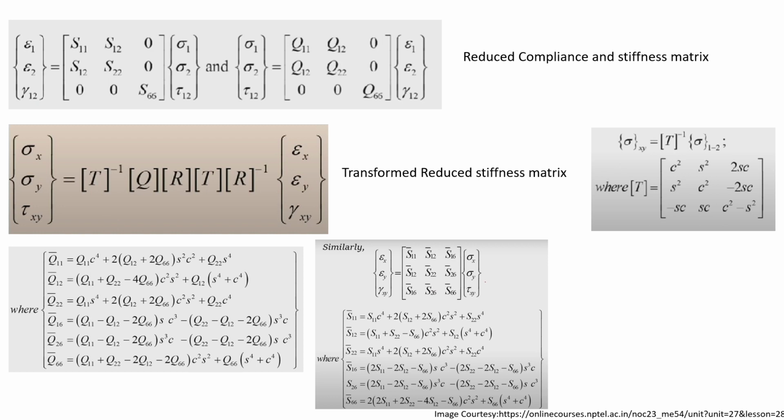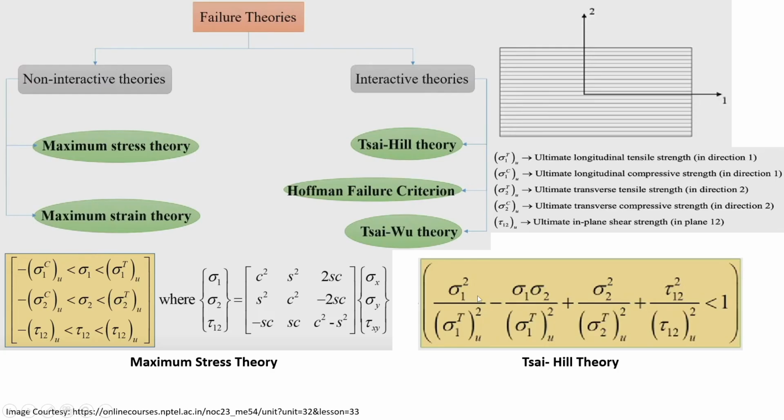Now this has to be transformed into a transformed reduced stiffness matrix where some angle is present. So according to the angle in which the fibers are aligned, we will use the transformation matrix, and we will multiply the transformation matrix in such a way that we will get a transformed reduced stiffness matrix. So this is the transformed reduced compliance matrix. Similarly, there is a stiffness matrix also.